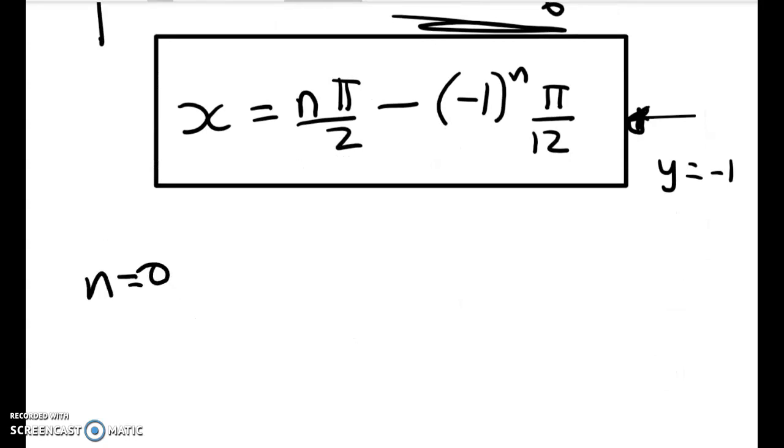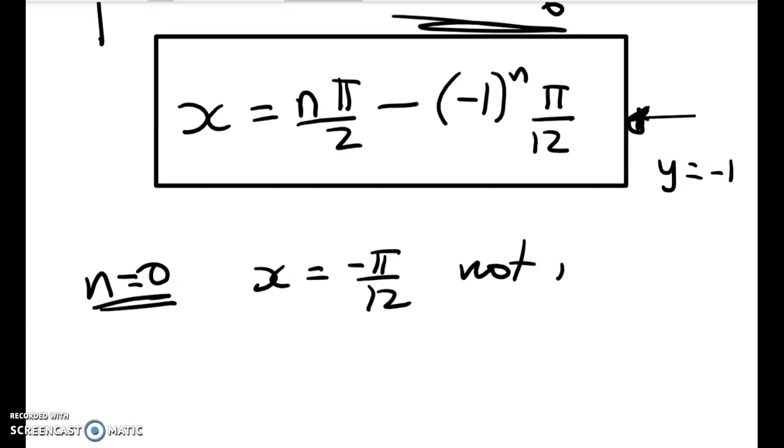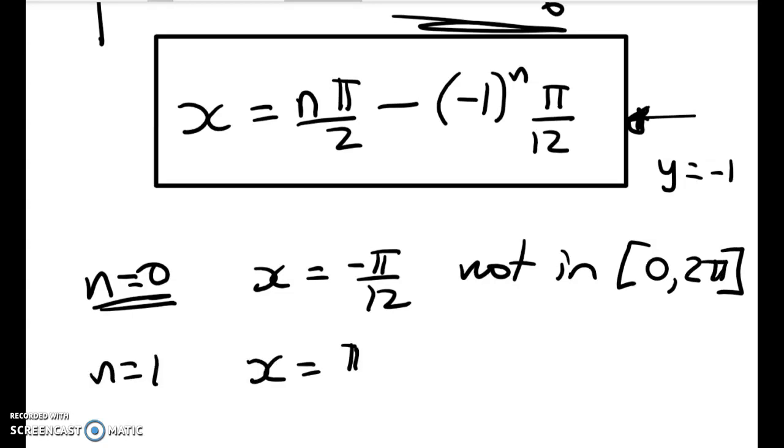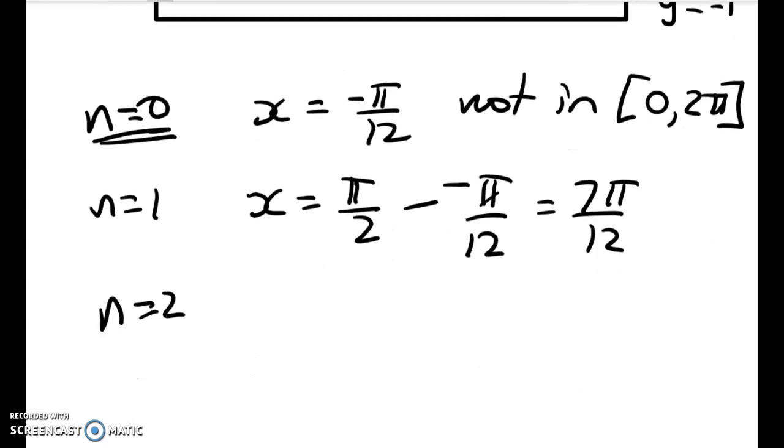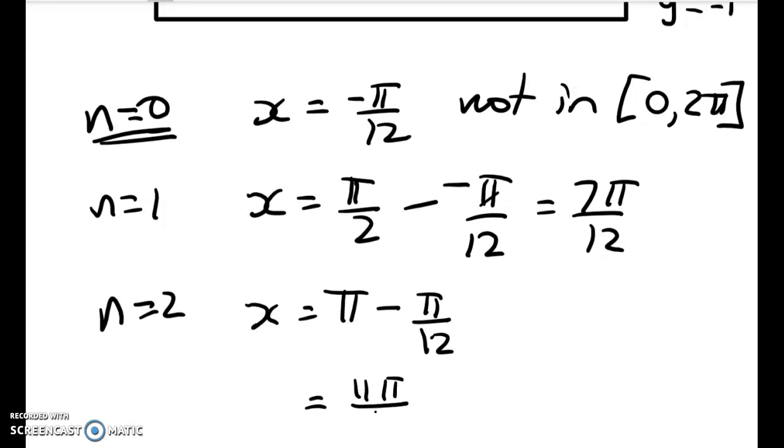So if we put in n equals 0, we get x is equal to negative pi on 12, and that's not in our domain of 0 to 2 pi. N equals 1, we'll get x equals pi on 2 minus negative pi on 12, which is 7 pi on 12. N equals 2. Let's have a look. X is equal to pi, take away pi on 12, which is 11 pi on 12.